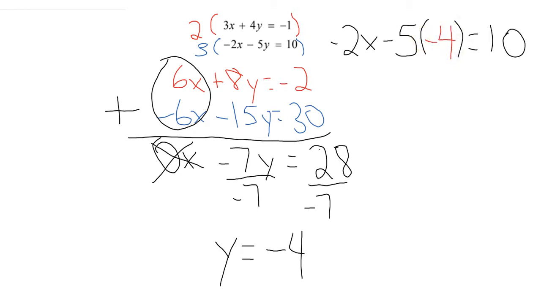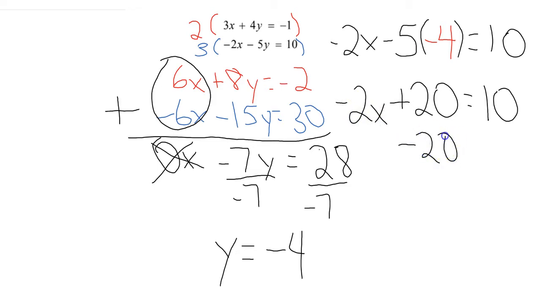Now I can go about solving this. I have one equation with one variable. I can solve for x. First thing I gotta do, negative 5 times negative 4 gives me a positive 20. And then everything else stays the same. I didn't change my x's. I didn't change my right side of the equation. To get my negative 2x alone, I have to subtract 20 on both sides.